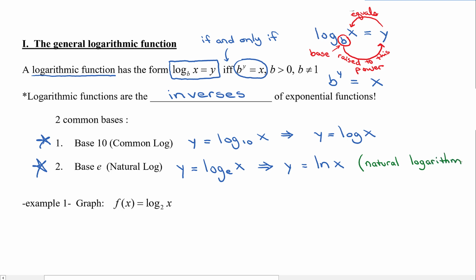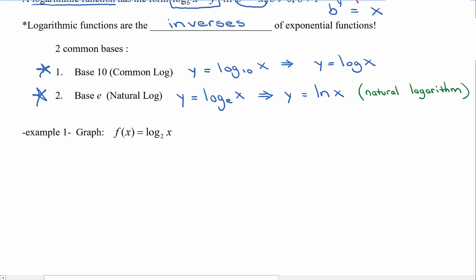Example 1, graph f of x equals log base 2 of x. So to begin this first problem, I'm going to rewrite the equation so that instead of an f of x, we're going to see the y written there. That's because my goal is to rewrite this in exponential form, and I would like to see the y so that it's easier when I rewrite this in exponential form for me to write in a y for that exponent. So let's write this as y equals log base 2 of x.